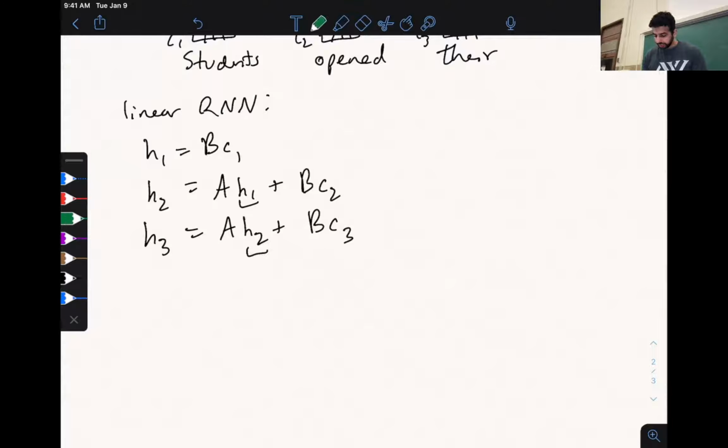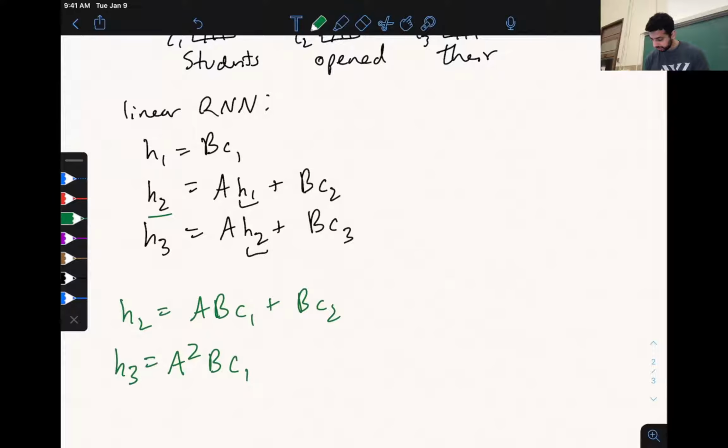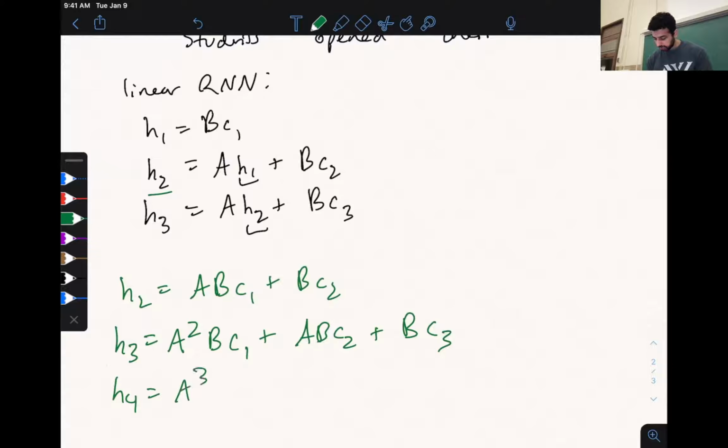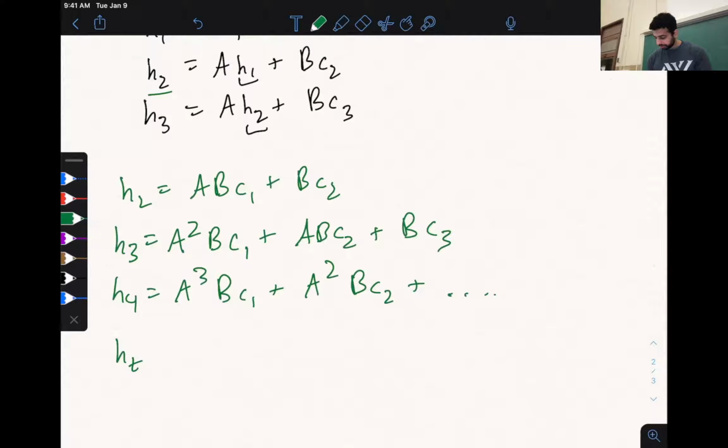So let's take a look at H2 here. So H2 equals A B C1 plus B C2. We've just substituted H1 for what we computed up here. And H3 equals A squared B C1 plus A B C2 plus B C3. So similarly, we can write out, you know, H4 equals A cubed B C1 plus A squared B C2 plus on and on, right? And eventually, we can come up with this general formula, which is that the hidden state at any time step t is the sum, right? We see the sum of different terms here.